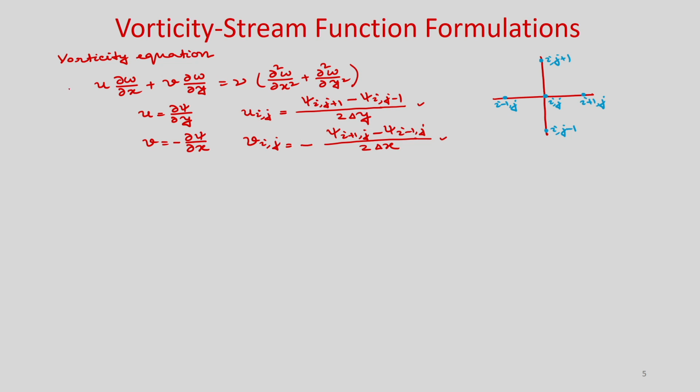Now, you discretize this equation. Okay. So, here also let us use the central difference for the first derivative and central difference for the second derivative, so that the overall order of accuracy will be delta x square and delta y square, because the stream function equation has already been discretized using second order approximation.